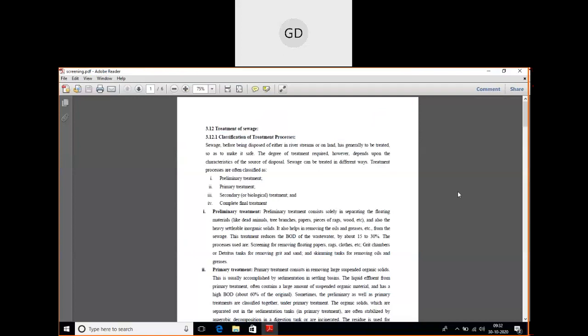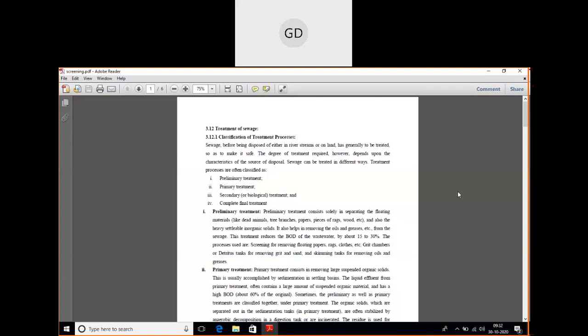Okay, so this is about your treatment of sewage. We are going to start with the treatment of sewage. Before it is disposed of into rivers, streams, or land, as I already told in the previous classes, the sewage needs to be treated, so that the river water or the land is not polluted.